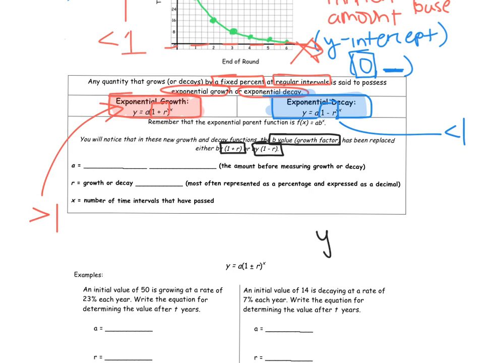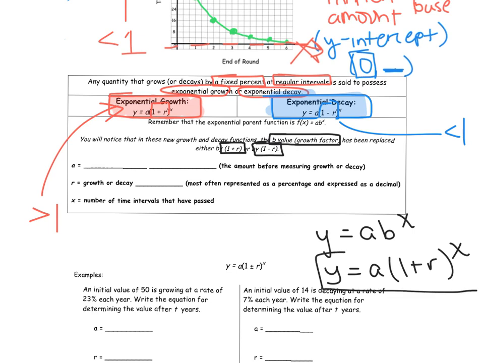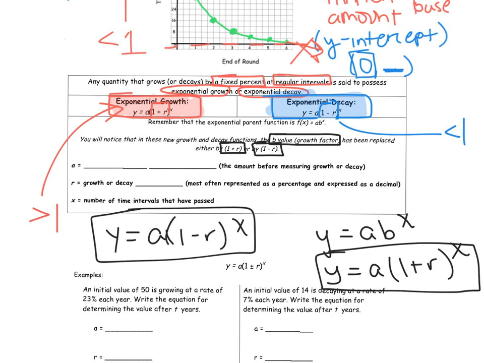All right, so we're actually going to be writing y equals ab to the x now like this. Y equals a times 1 plus r to the x if it's a growth. All right, so this would be for a growth. And I'm also going to be writing y equals a times 1 minus r to the x. And now this would be for a decay. So keep that in mind. Now we're switching over to these two formulas.